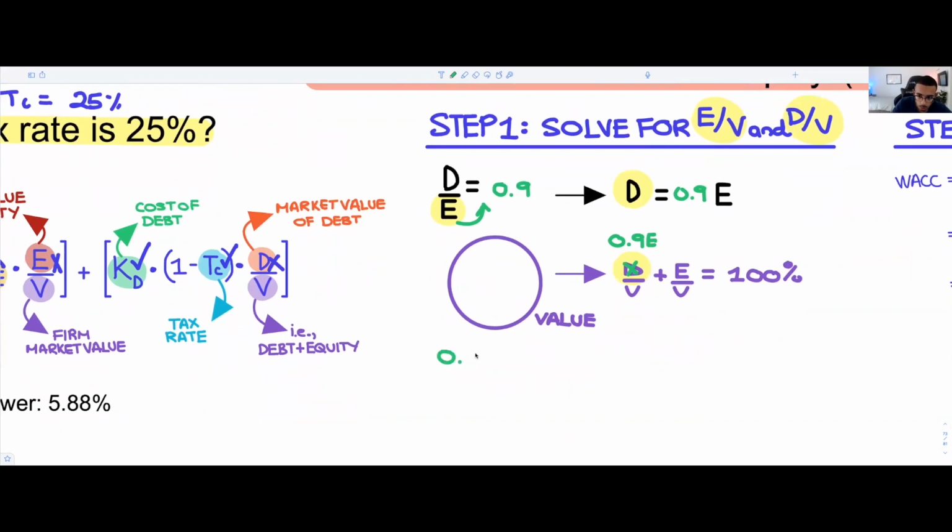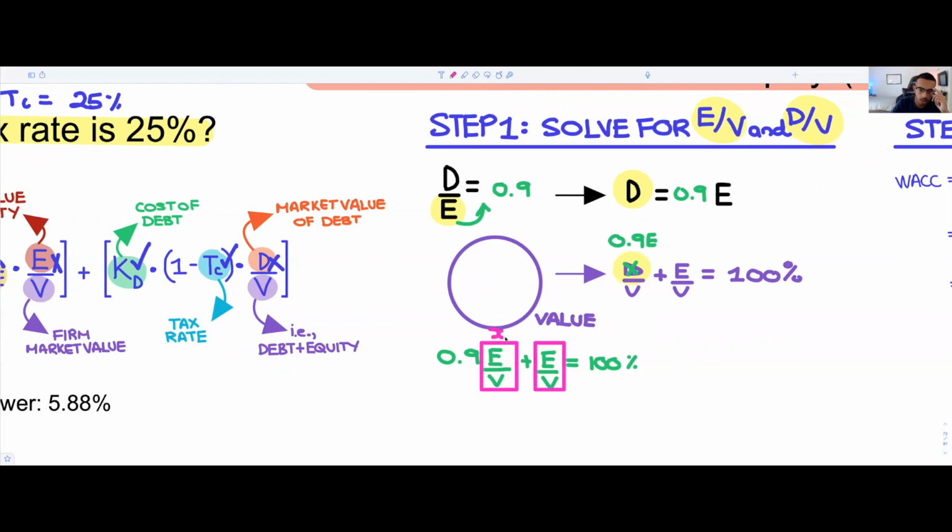So if we know that 0.9 times E over V plus E over V is equal to 100%, we're going to simplify this a little bit further, because we want this to be easy for us. We're going to highlight this, and we're going to translate E over V, so equity over value, as being our X, our missing variable that we're going to solve for in this specific instance.